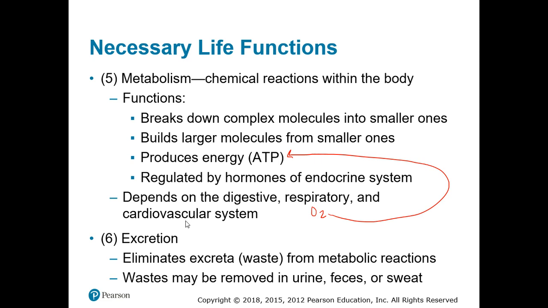The sixth one is excretion. So excretion helps eliminate excreta, which is just waste. All of this waste comes from metabolic reactions that you do in order to keep your body running. You don't want that waste to build up within you. You want to get rid of it, and there are several ways you can get rid of it. You can get rid of it in the form of urine, which is your urinary system, in the form of feces, which is done by your digestive system, or through sweat, which is done through your integumentary system. So all those are 3 ways to get rid of waste.